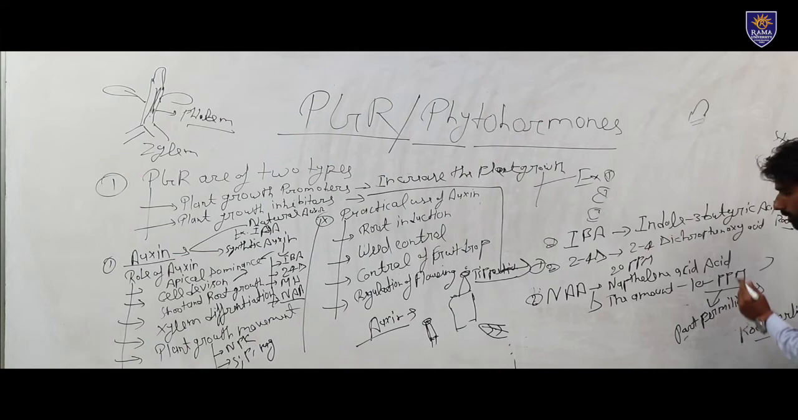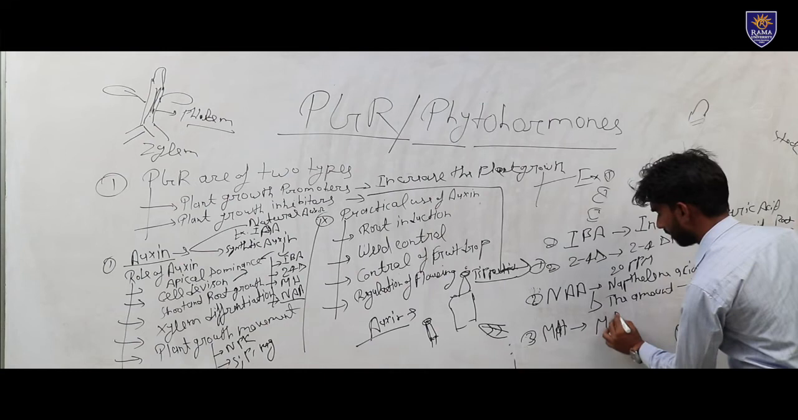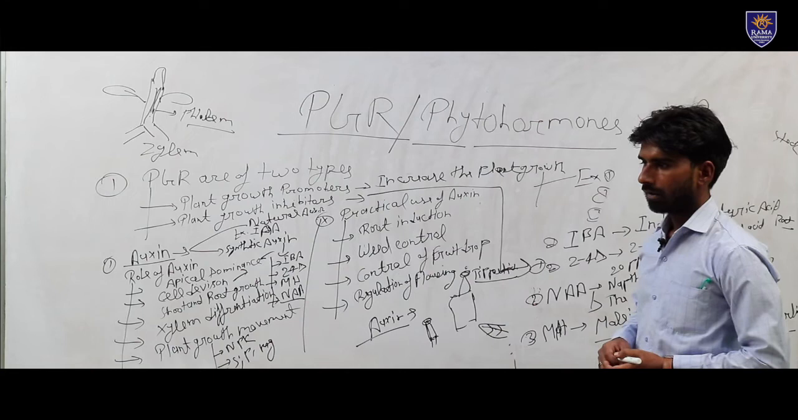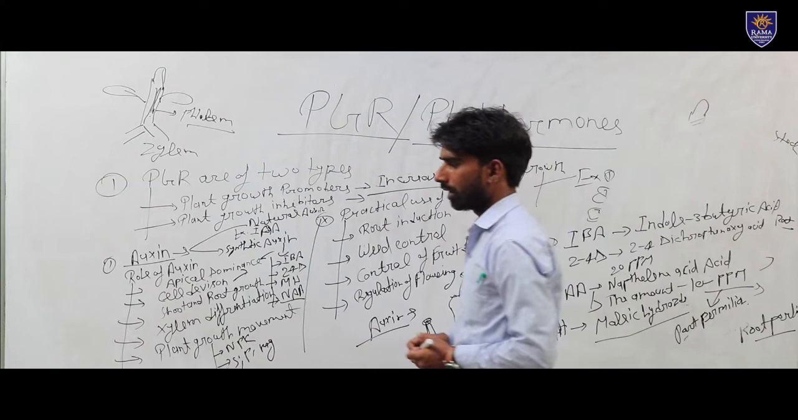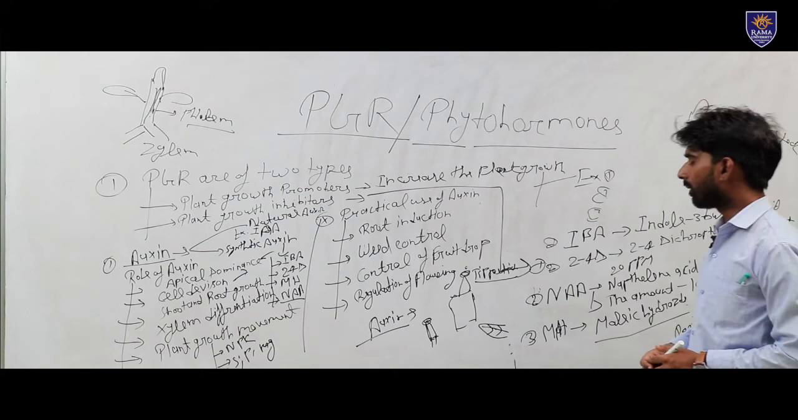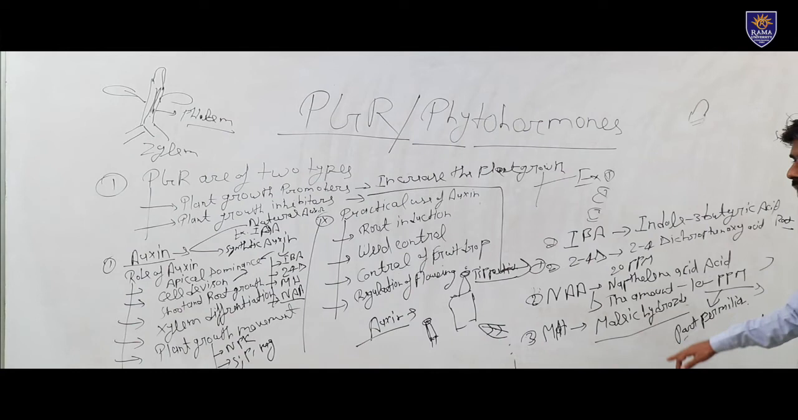And the third point is maleic hydrazide, MH. Maleic hydrazide also helps in the control of sprouting. For example, most vegetables use maleic hydrazide. In the case of vegetable crops like onion, when they are harvested, after some time the onions sprout before sowing. Then we use maleic hydrazide to control the sprouting of vegetable crops or fruit crops.